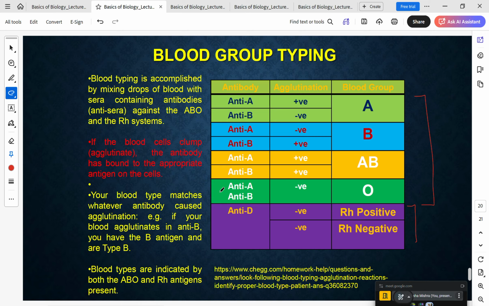What is usually done is the blood from an individual is taken and incubated with anti-A, anti-B, and anti-D antibodies separately in 3 different wells.